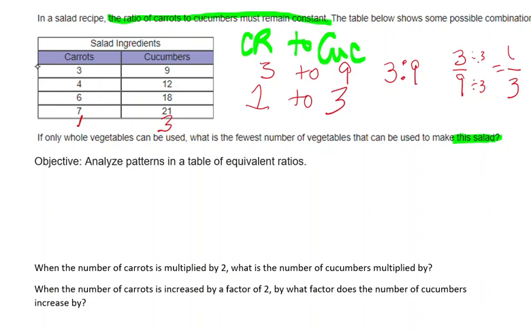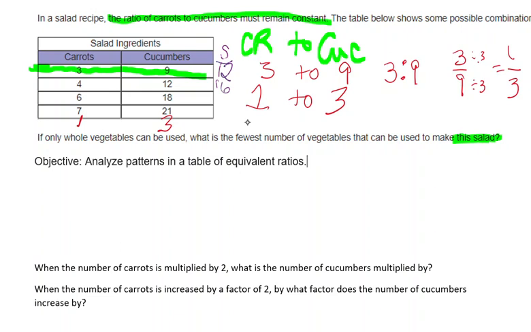So like if we looked at this row of the table right here, if we had another column here, the salad, the vegetables in the salad would be 9 plus 3, which is 12. That's how many vegetables would be in the salad if we used 3 carrots and 9 cucumbers. We could also look at the next row. 4 plus 12 is 16. That's how many vegetables would be in the salad.